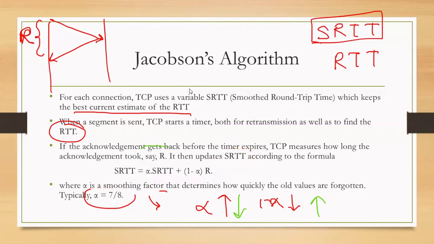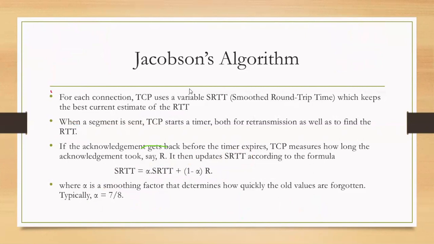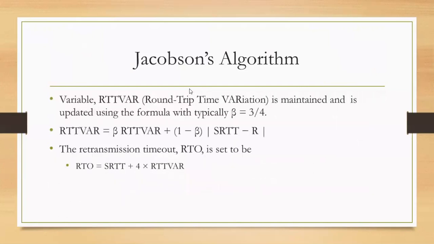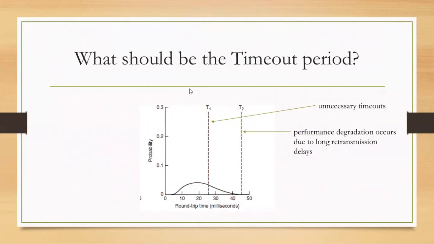So basically, this is how the value of the variable SRTT is computed. Okay. Now another variable is used, because there is also a wide variance. If you recall this diagram, you can see there is a high variance in the round trip time. It ranges from here to here, from a very low value to a very high value.